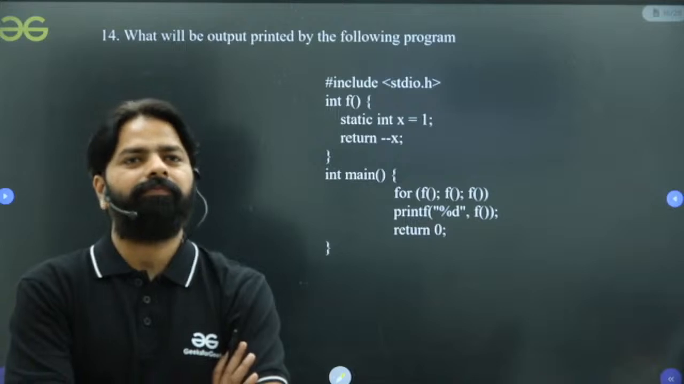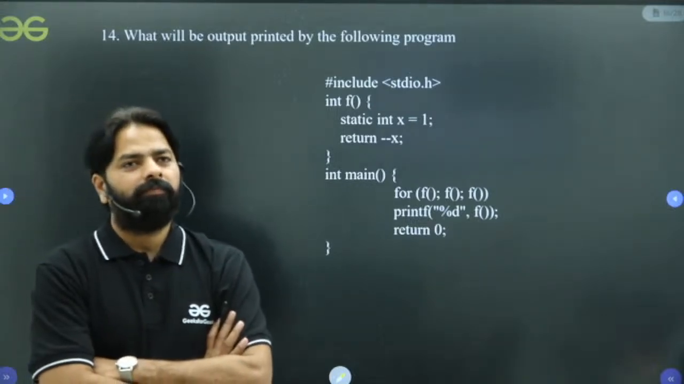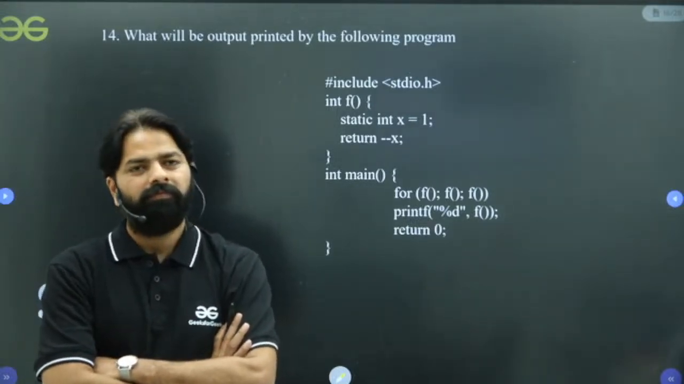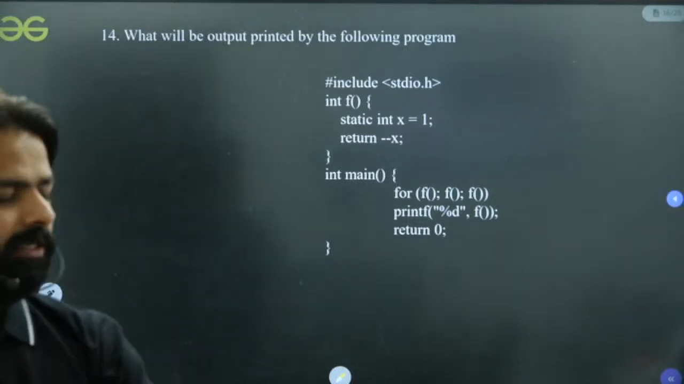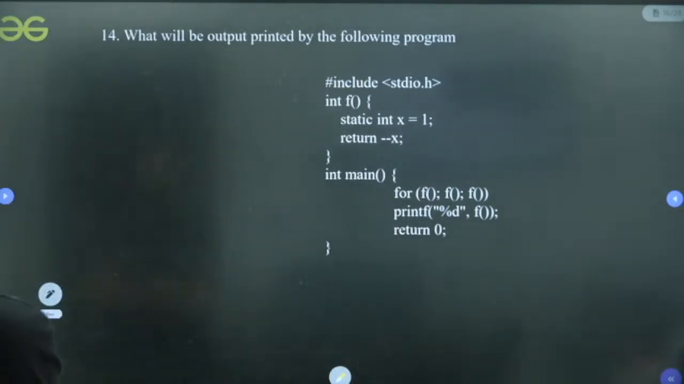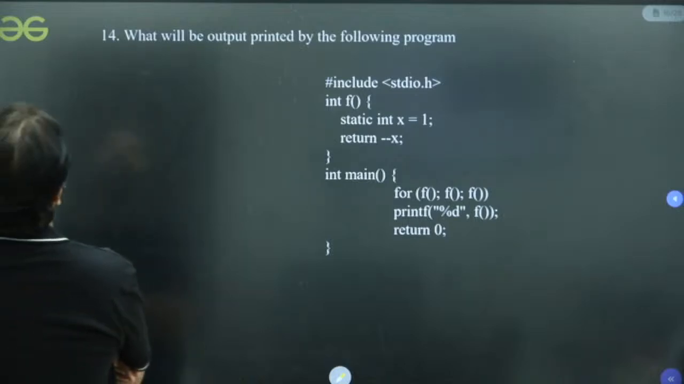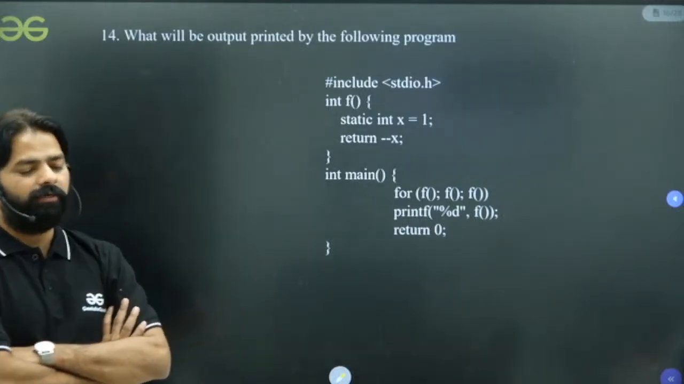Yeah, shift. In the previous question, the answer was none, because F's return type was void, but it was returning something.